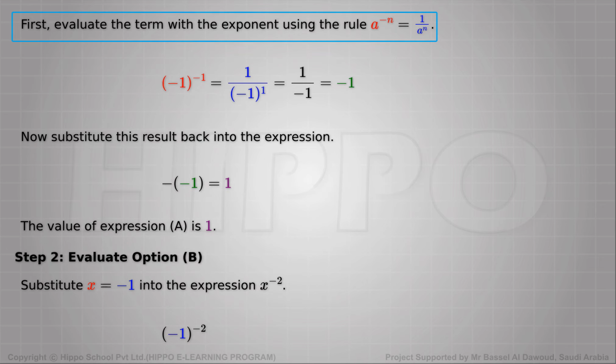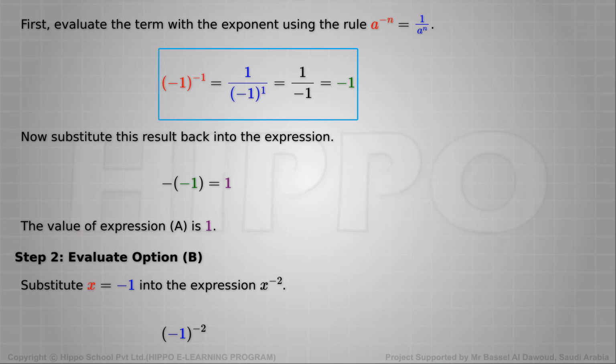Now let's work through the calculation. The key is to handle the negative exponent first. The rule is that a number to a negative power is the same as 1 over that number to the positive power. So -1 to the power of -1 is equal to 1 divided by -1, which simplifies to just -1.